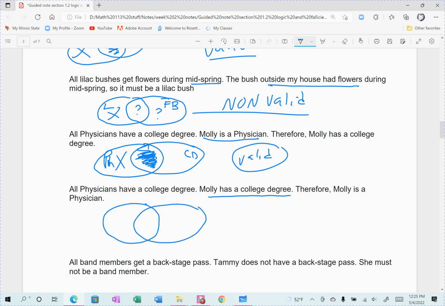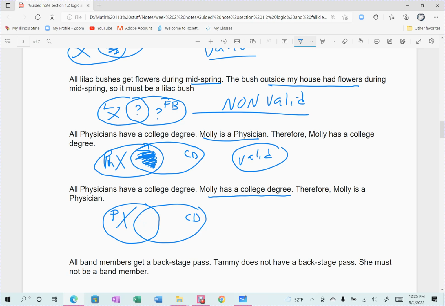All right, so I've got my physician circle, my college degree circle. Again, all physicians land here. If you're a physician, you're in the college degree circle. No physicians land outside the college degree circle. So we know Molly has a college degree. The conclusion is that she's in the physician circle.